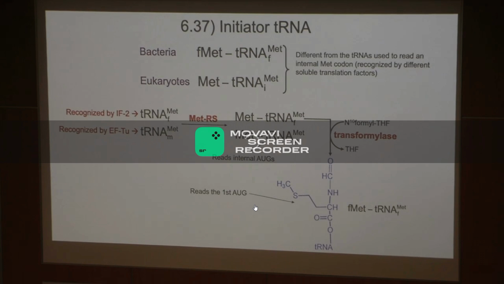I don't think it's strictly required for initiation. It's just there. It protects the N-terminal end of the primary translation product from proteolytic degradation. Okay?